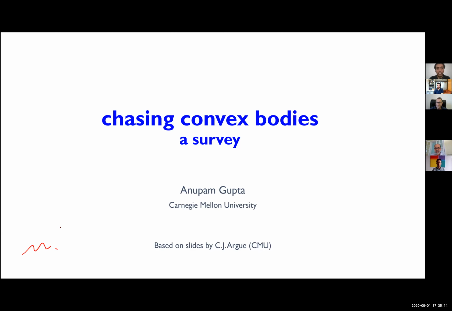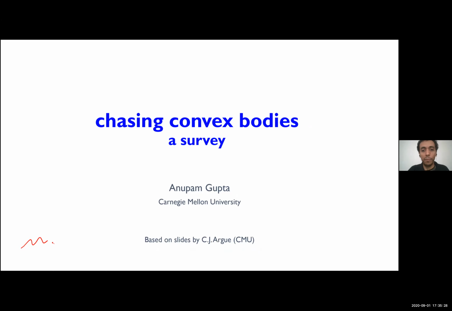And so we start with this talk, which is a survey about chasing convex bodies, which was an open problem for quite some time, but there have been significant advances recently, and the talk will be given by Anupam Gupta.